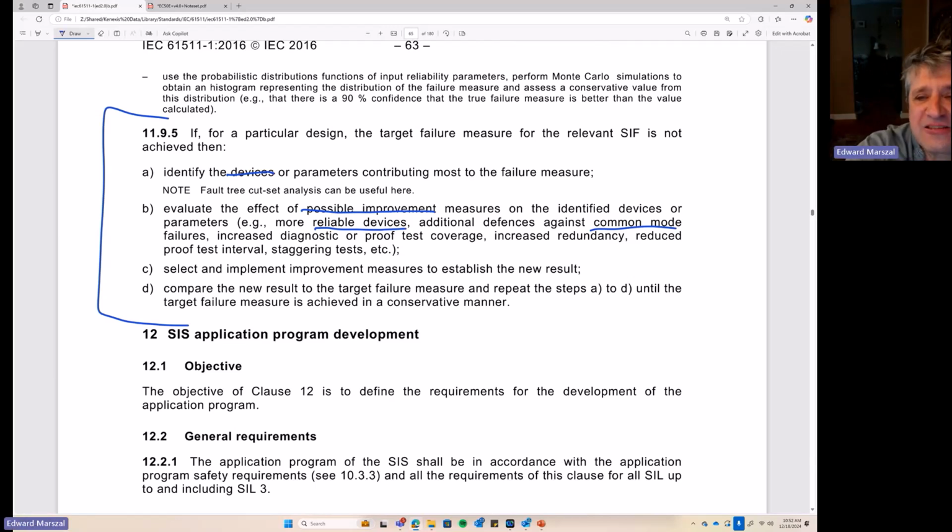Or these are the keys. Increased diagnostic or proof test coverage, increased redundancy. Actually, that's not the one I wanted to do. So increased redundancy or reduced proof test interval. If you don't meet your SIL target, what are you going to do? You're going to put in redundancy, and you're going to test more frequently.